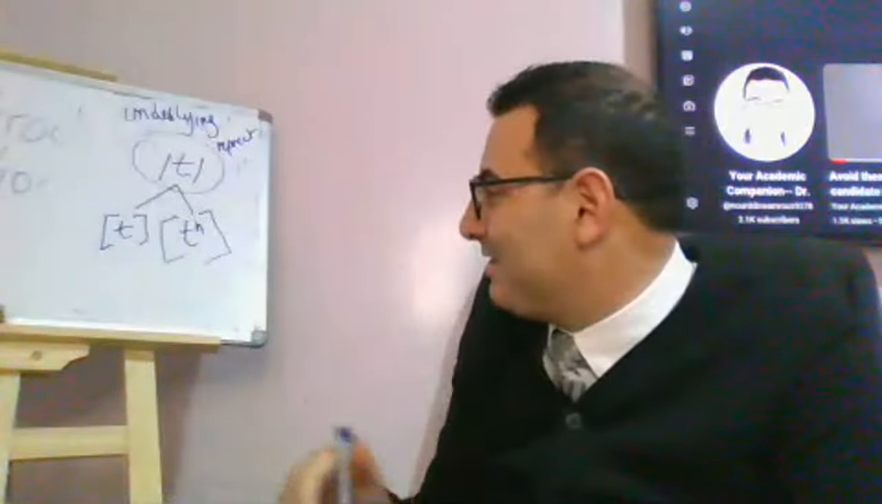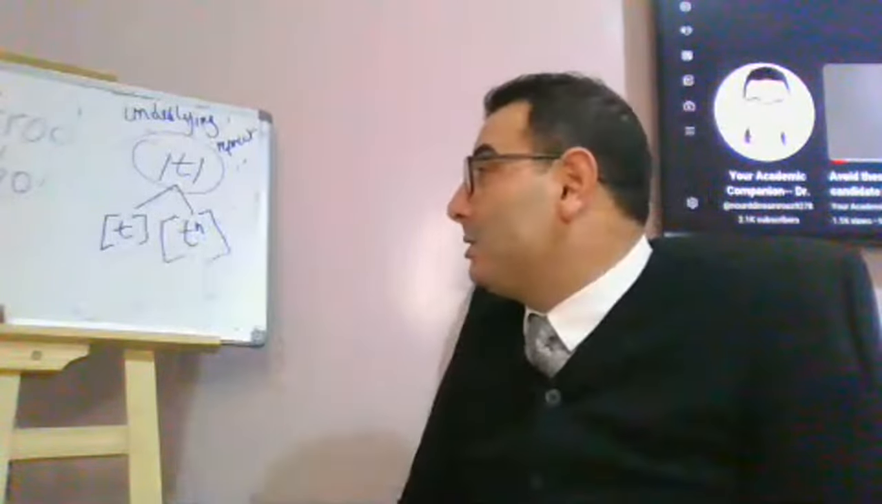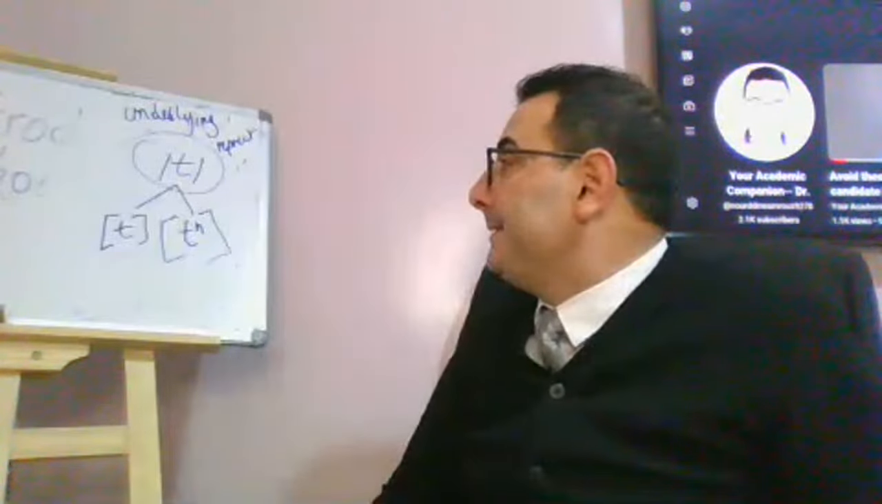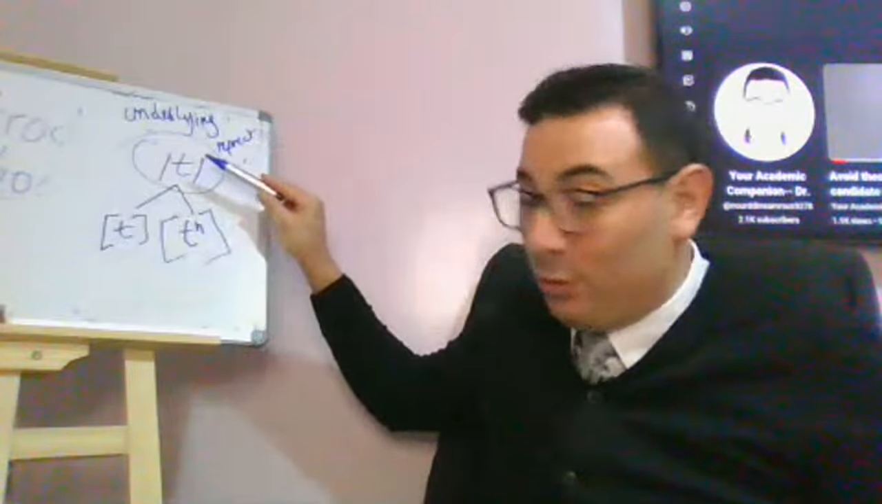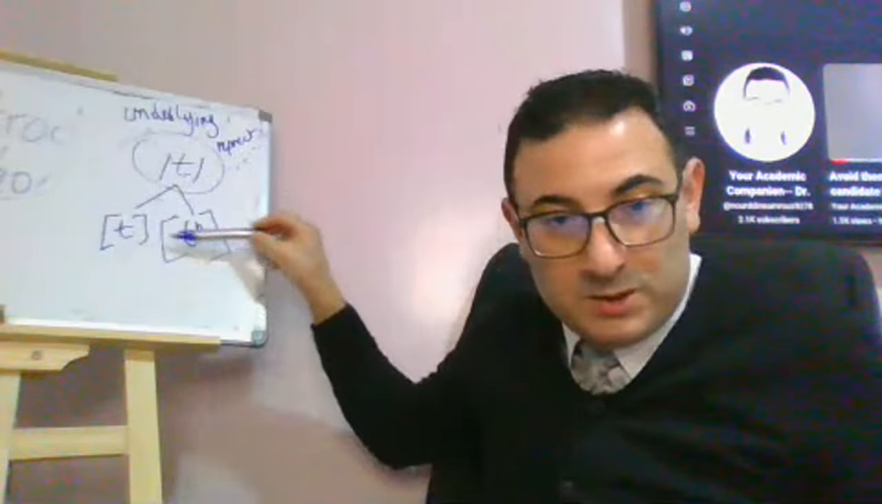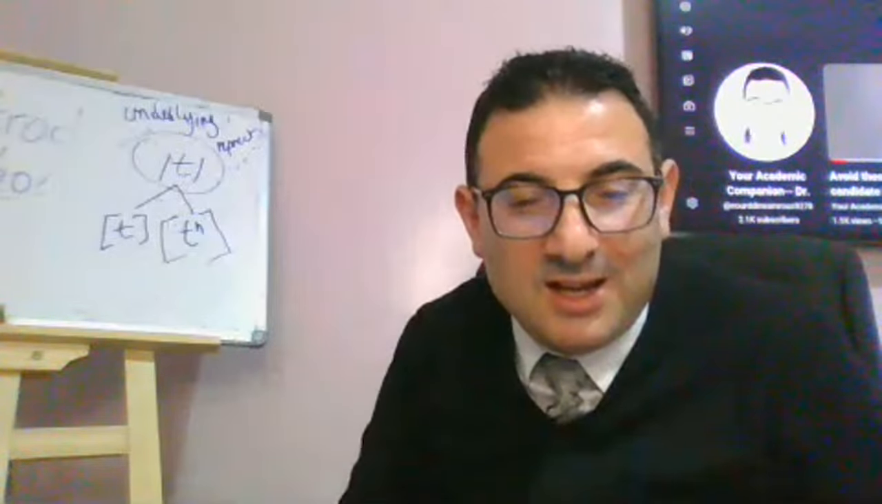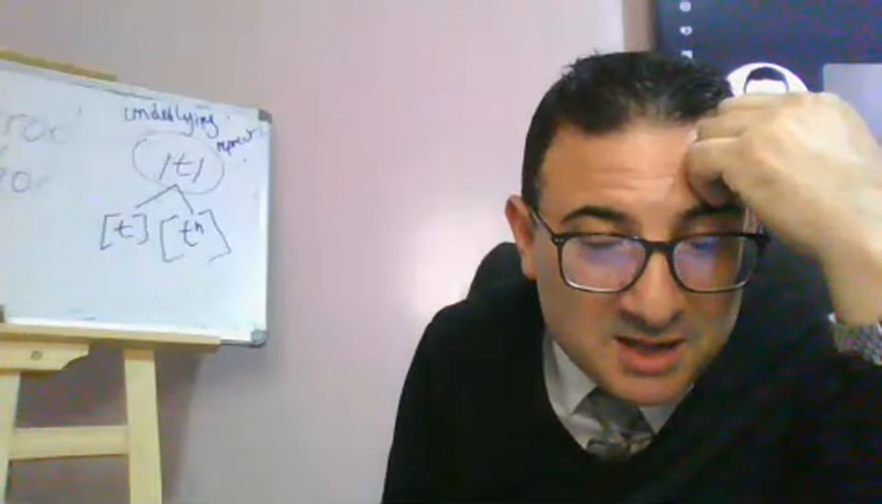You mention things as they are. But if you want to be detailed, you have to use these square brackets, okay? Good. So we say that this is the underlying representation. We say also that allophones are predictable by rule. We can predict them.